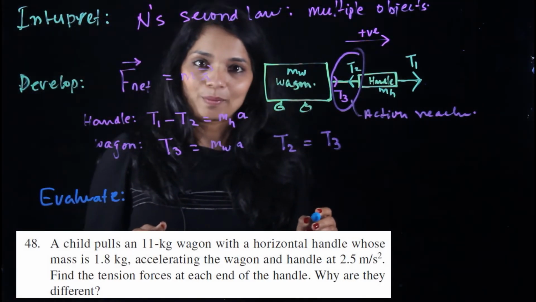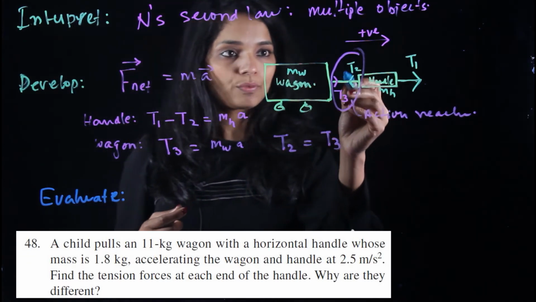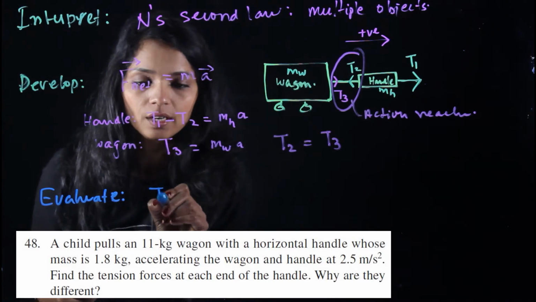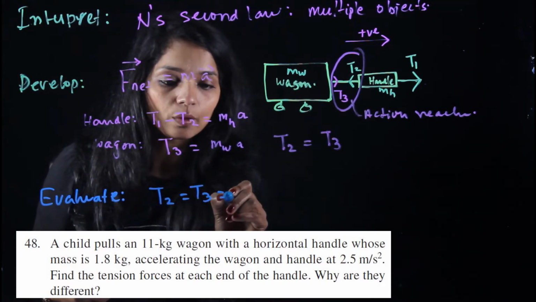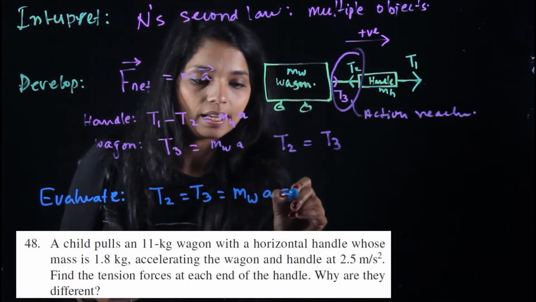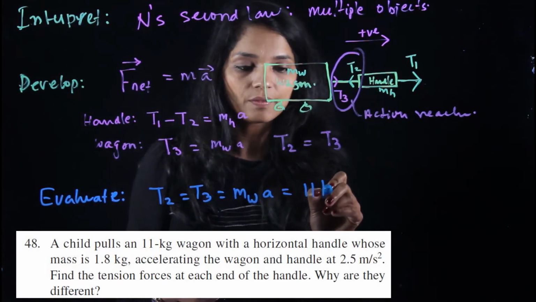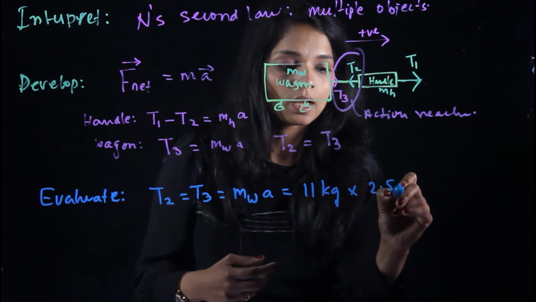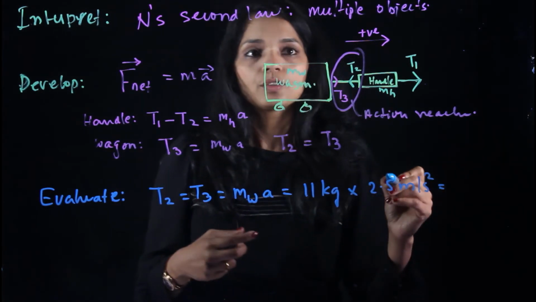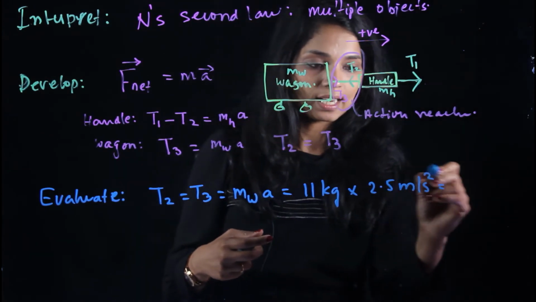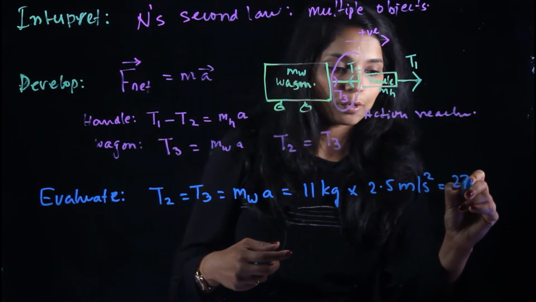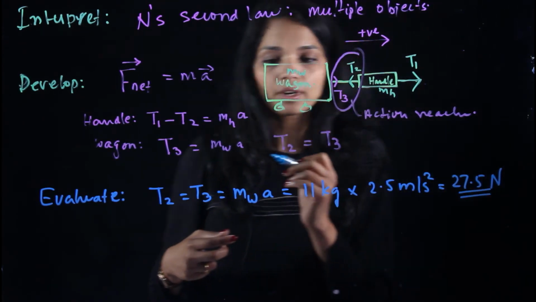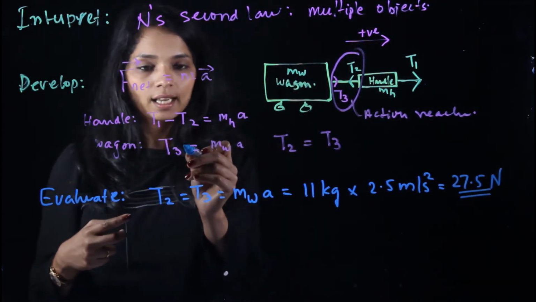Let's now evaluate this problem. The first thing which is easy for me now is to find T2, because T2 equals T3, and that equals the mass of the wagon times A. The mass of the wagon is 11 kilogram and the whole system is accelerating at 2.5 meter per second squared. So the answer I get is 27.5 kilogram meter per second squared, which is Newton. So 27.5 Newton.